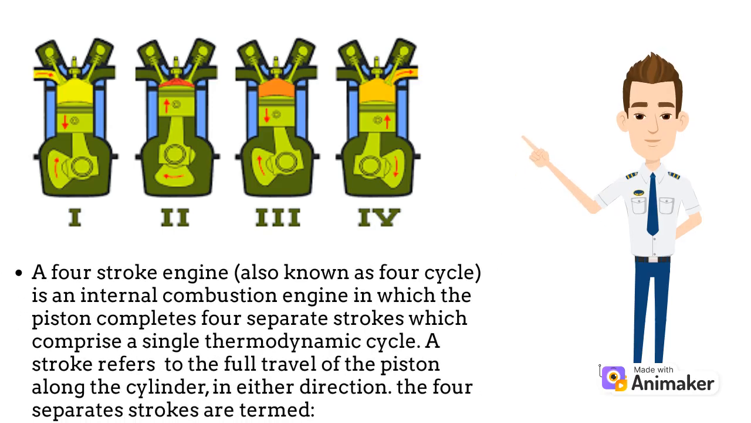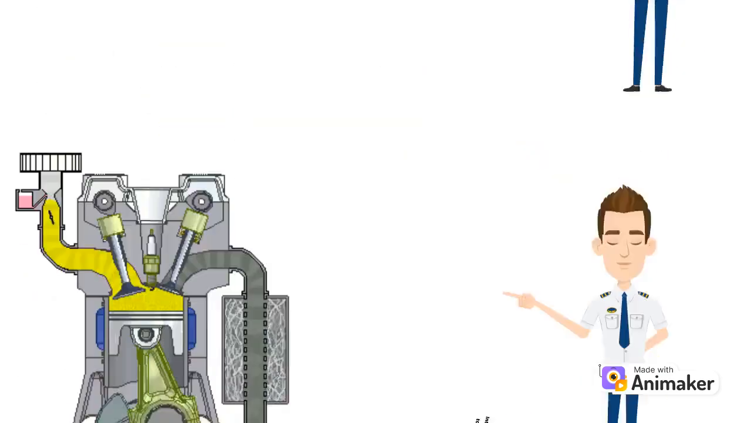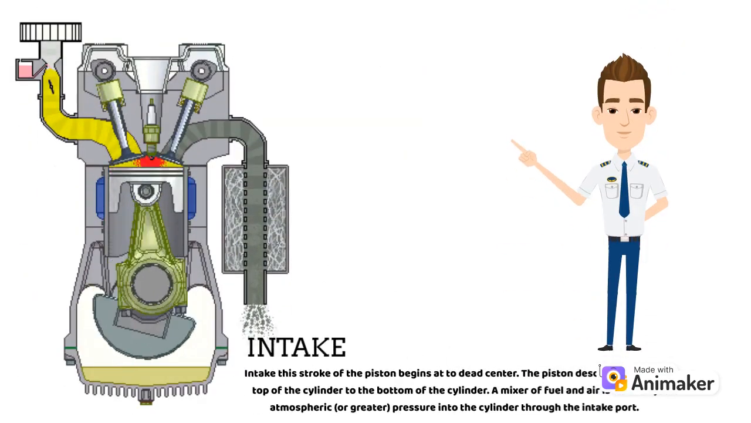Also known as four-cycle, an internal combustion engine in which the piston completes four separate strokes which comprise a single thermodynamic cycle. A stroke refers to the full travel of the piston along the cylinder, in either direction. The four separate strokes are termed intake. This stroke of the piston begins at top dead center.